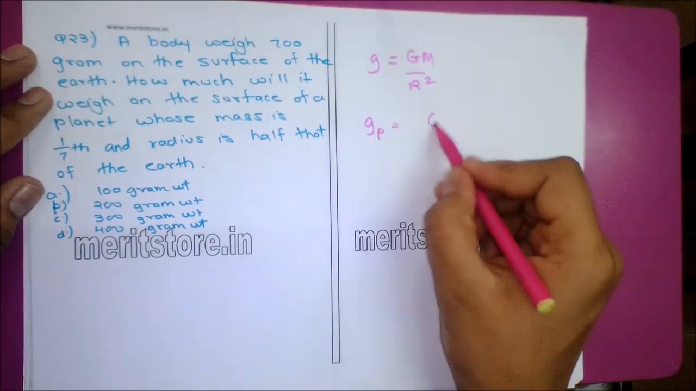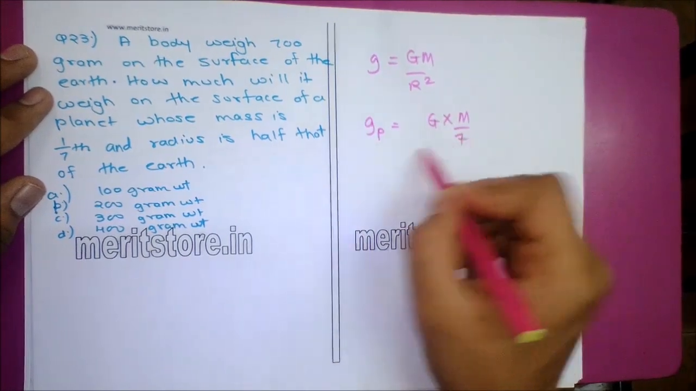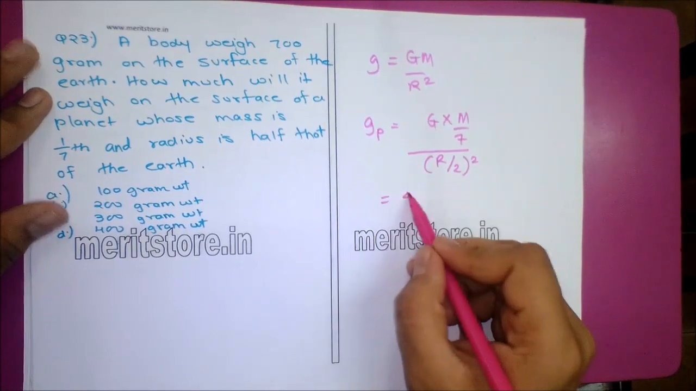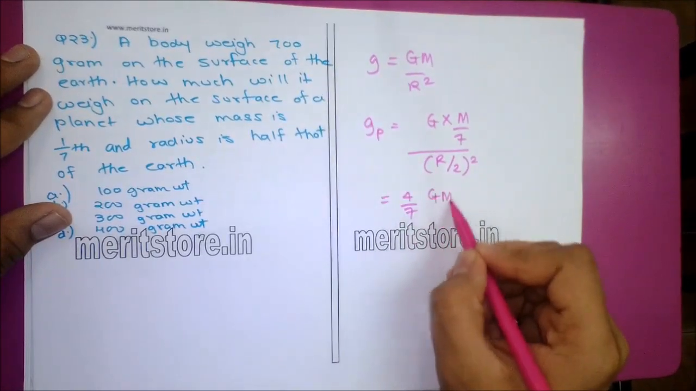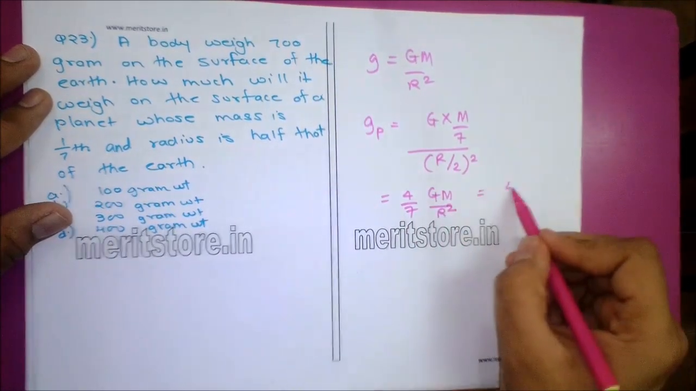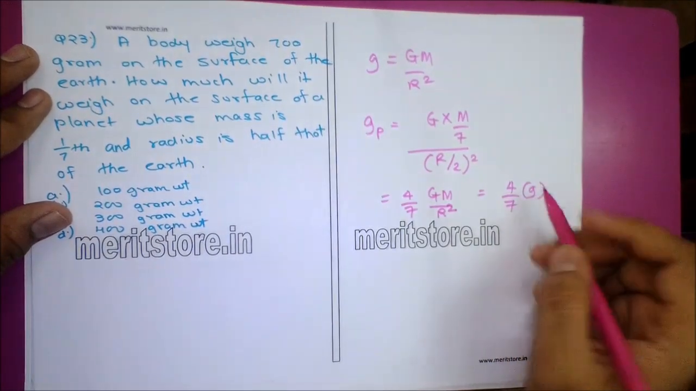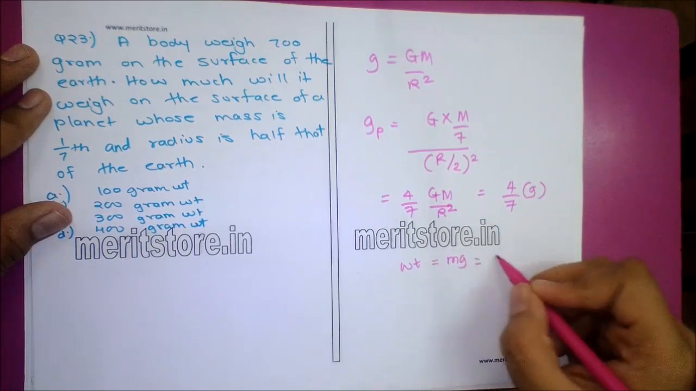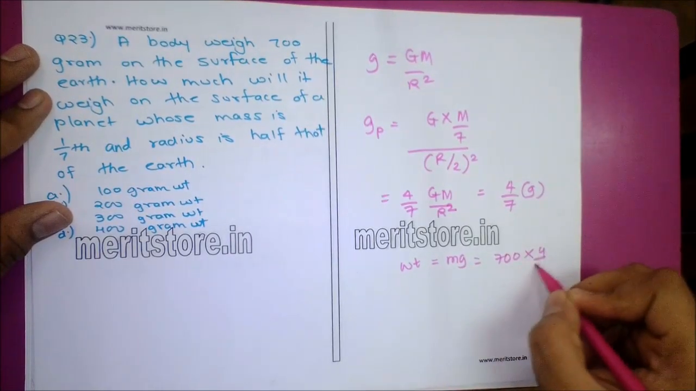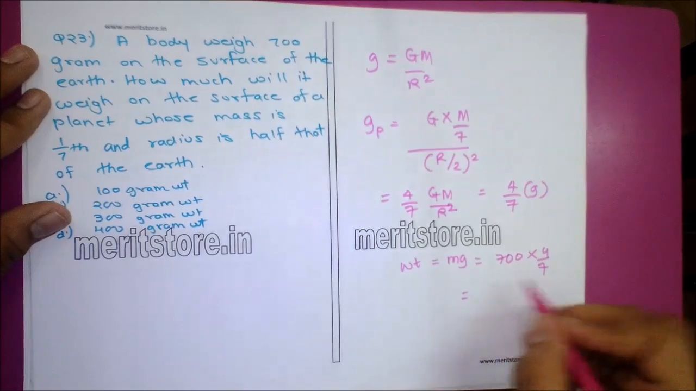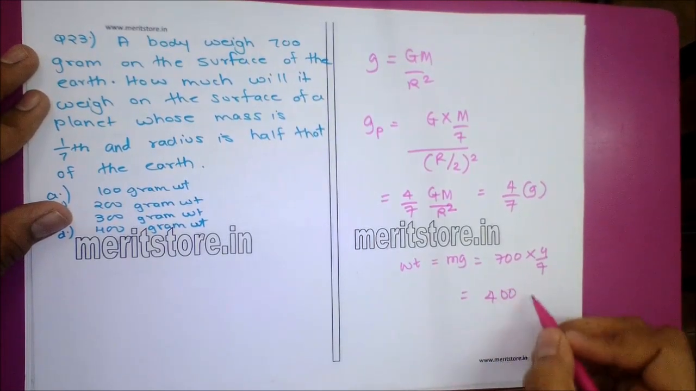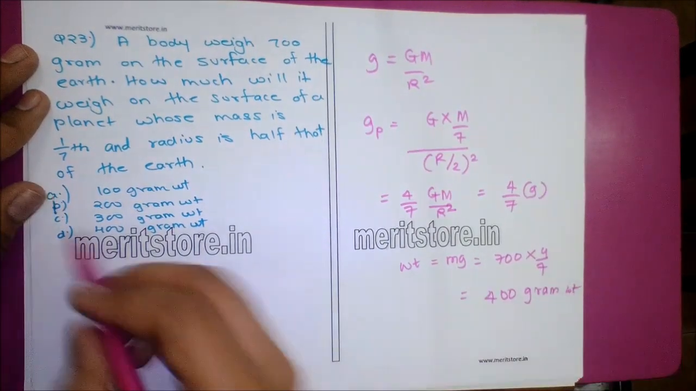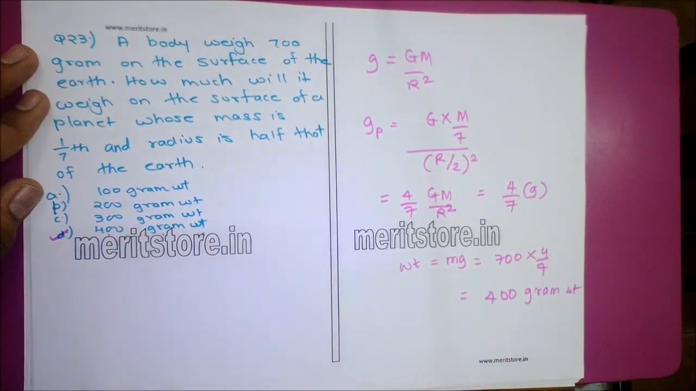Gravity at a planet is equal to G into M/7 upon (r/2) square, which is equal to 4/7 GM upon r square, which is equal to 4/7 g. Weight is equal to mg, which is equal to 700 into 4 upon 7, which on solving we get 400 gram weight. So option D, 400 gram weight, is the correct answer.